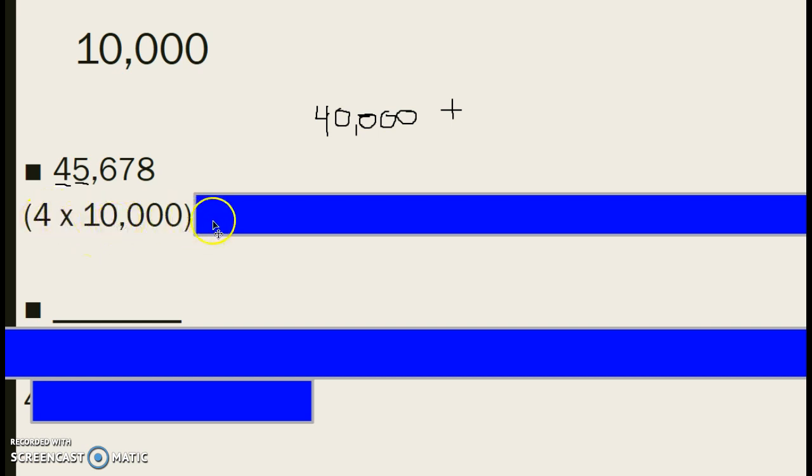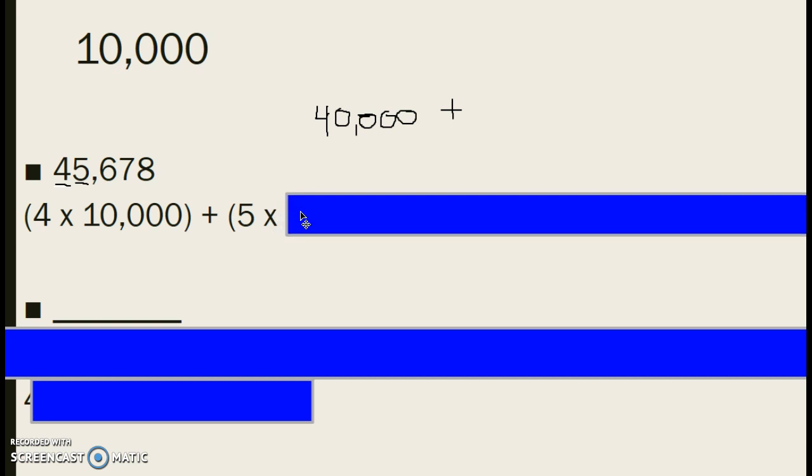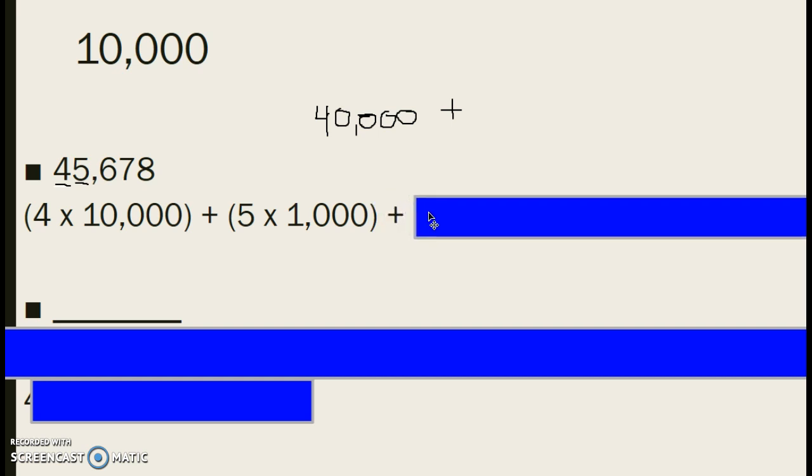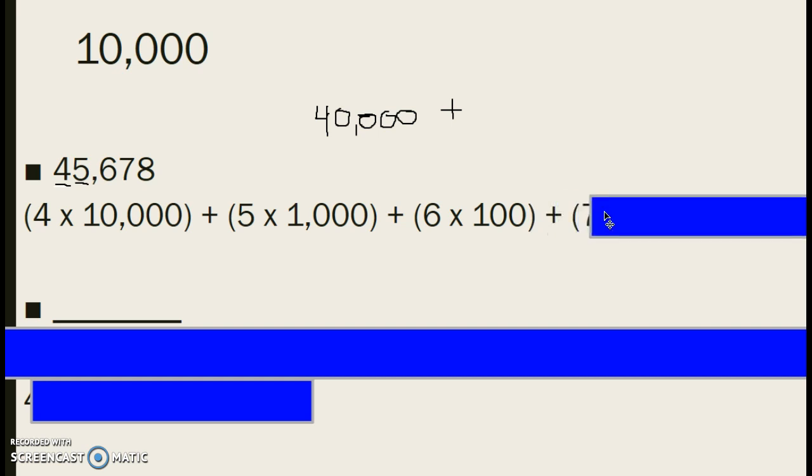4 times 10,000 plus 5 times 1,000. Oh, we have to do, what symbol do you think is next? Oh, a plus sign, addition. We're going to move into the hundreds place. How many hundreds do we have? We have 6. 6 times 100, close parentheses, plus, open parentheses, 7.